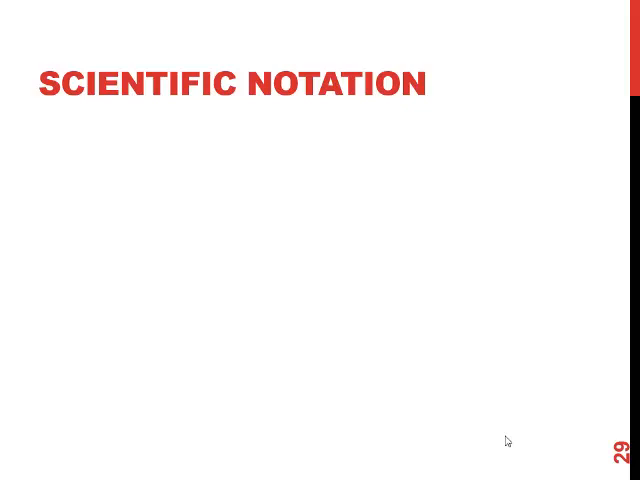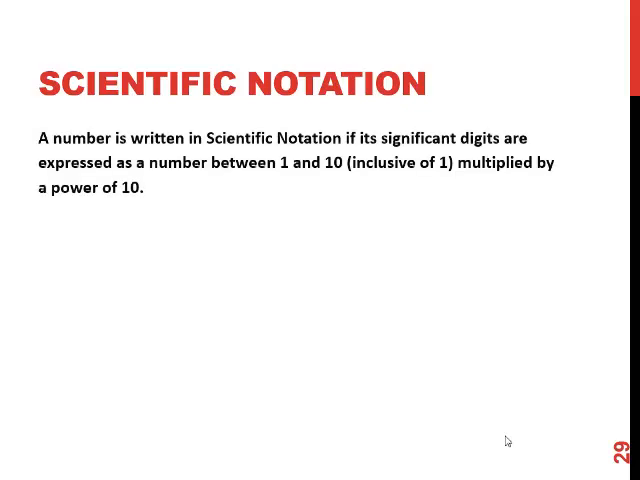Scientific notation. A number is written in scientific notation if its significant digits are expressed as a number between 1 and 10, and that's including 1 but not including 10. And those significant digits are being multiplied by some power of 10.